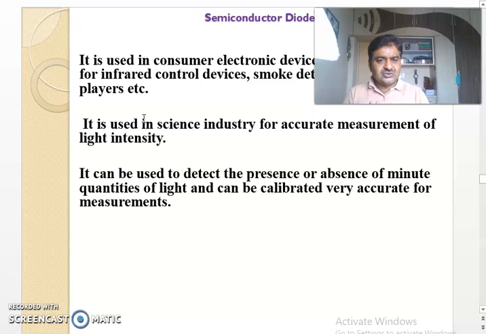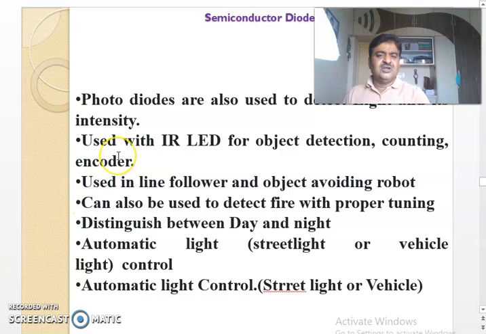It can be used to detect the presence or absence of minute quantities of light and can be calibrated very accurately for measurement. So in this way, photodiode is very important. Photodiodes are also used to detect light and its intensity. Photodiodes are used with IR LED for object detection, counting encoder, etc. It is also used in line follower and object avoiding robots.